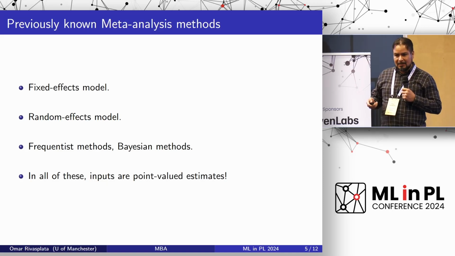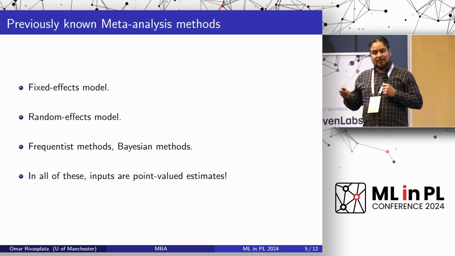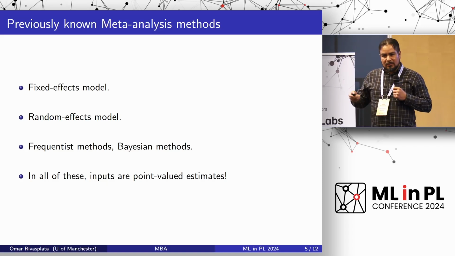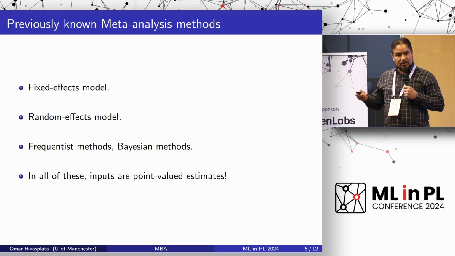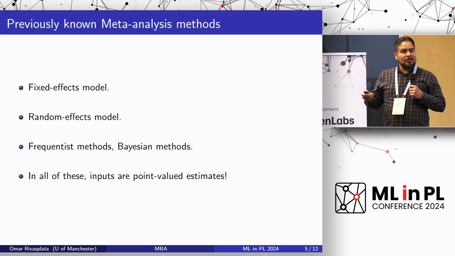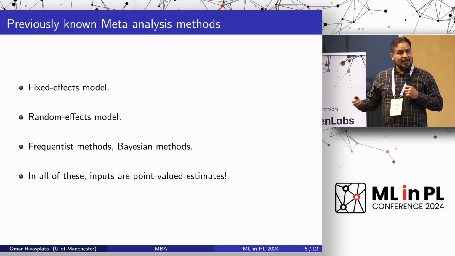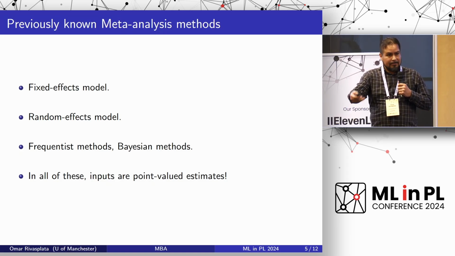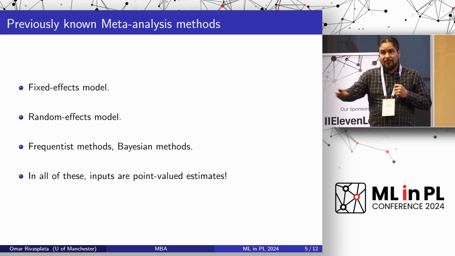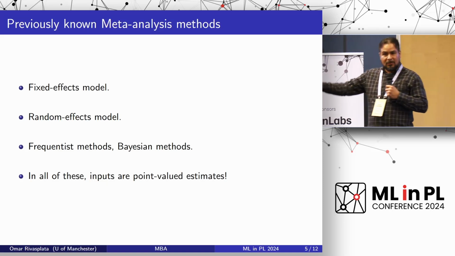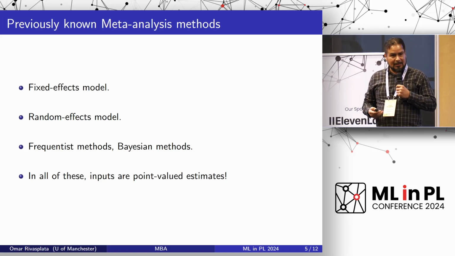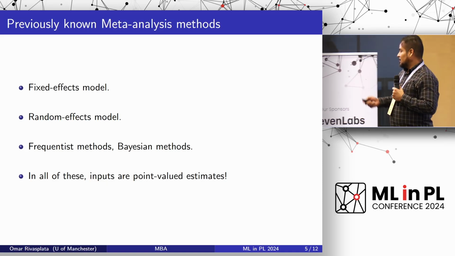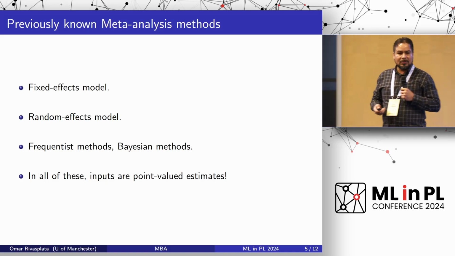But what happened is that, as far as we are aware, all previous methods that have been developed to approach meta-analysis were based on using summary statistics, meaning point-valued estimates, as the inputs for meta-analysis. So they assume that the output of each separate study is a point estimate, and therefore the meta-analysis takes all of those point estimates as inputs. So you are to combine point estimates. That's what the context was before.